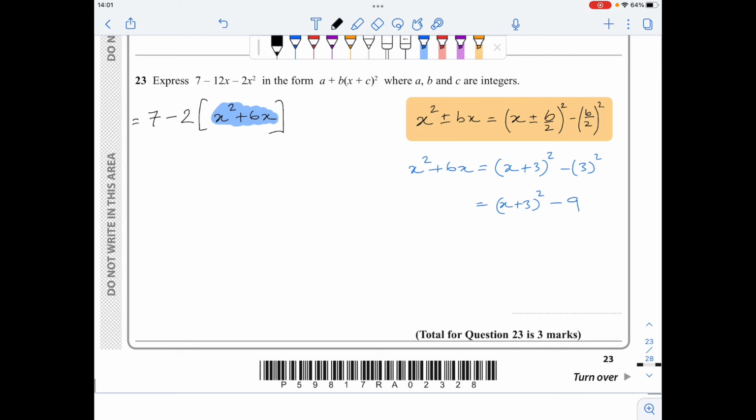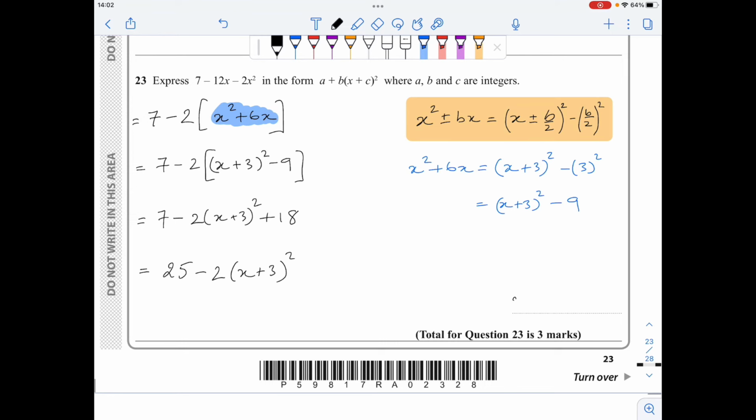So let's go back to the original expression. 7 minus 2. I'm going to keep the square bracket. x plus 3 squared minus 9 is what I got on the side. So let's expand now the squared brackets only. 7 minus 2 times x plus 3 squared. And now be careful, that's where it usually goes wrong. Minus 2 needs to be multiplied by minus 9 as well. So I get plus 18. And when I simplify this, I'm going to get 25 minus 2 times x plus 3 squared. And this is my final answer.